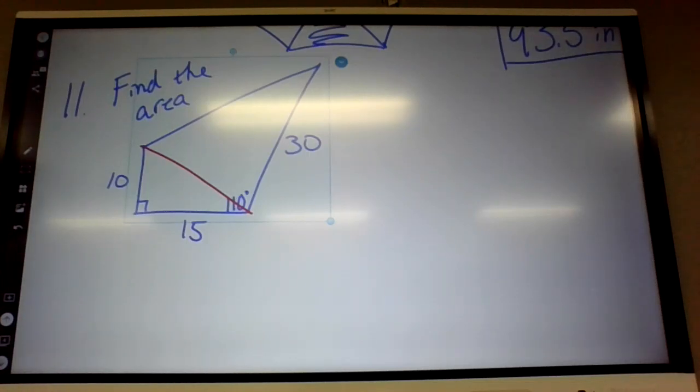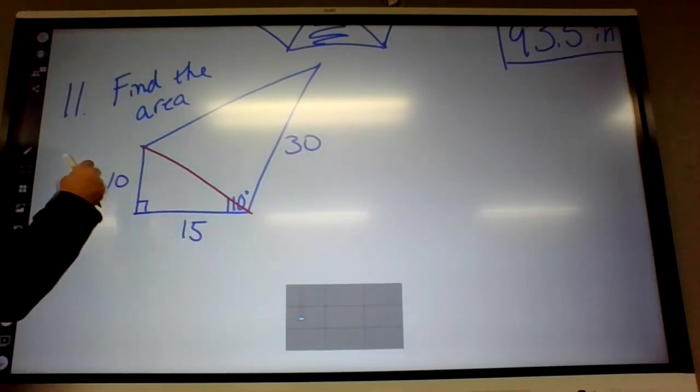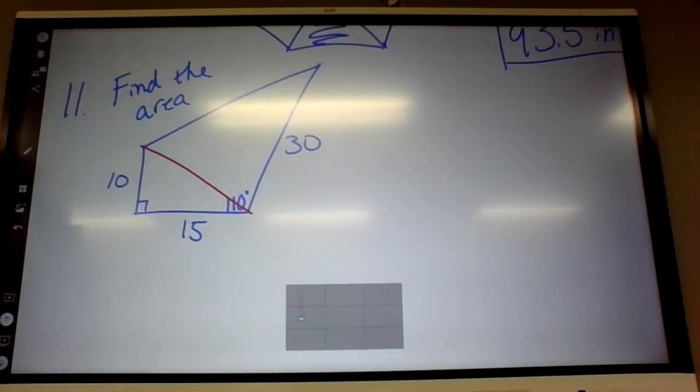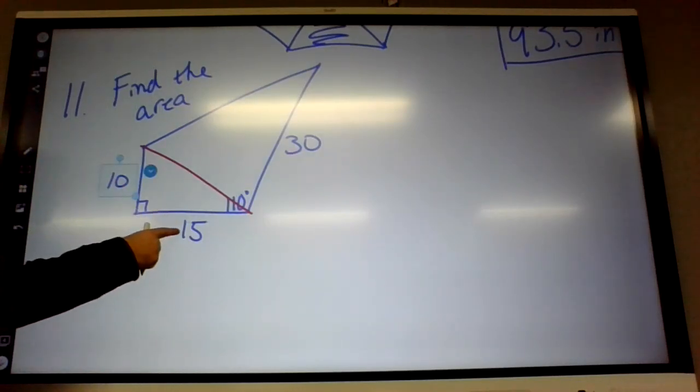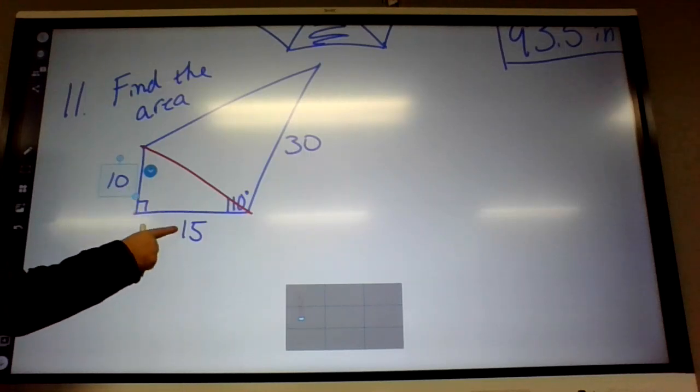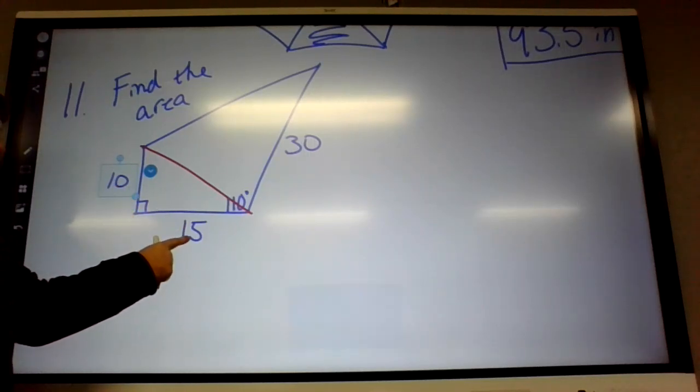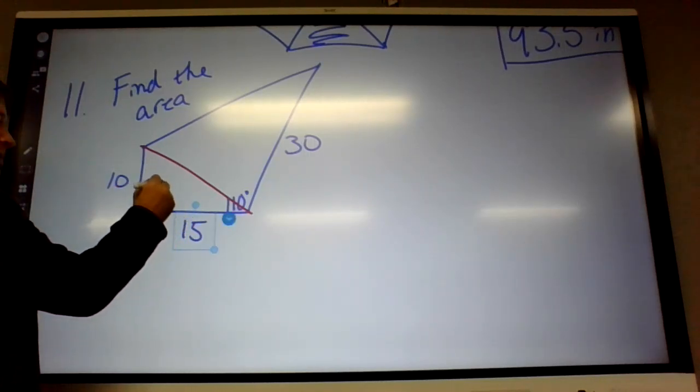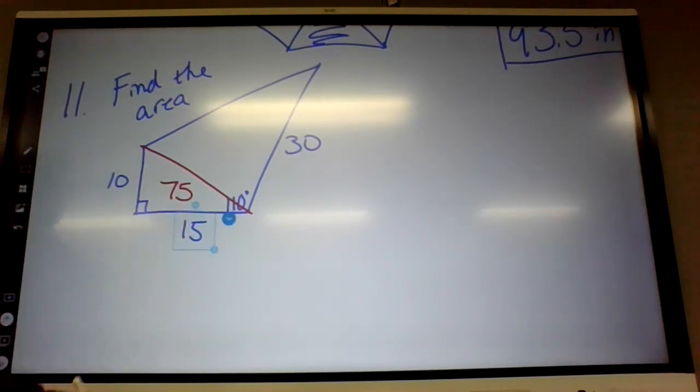Do you guys want to try, or you want to talk about it? Talk about it. Okay, how would we find the area of this triangle? The basic formula, 1/2 base times height. So 10 times 15 is 150, and half of that is 75. Okay, that's the easy part.